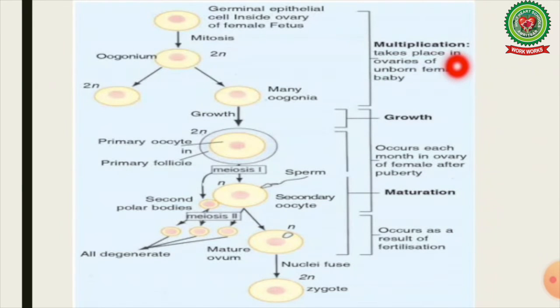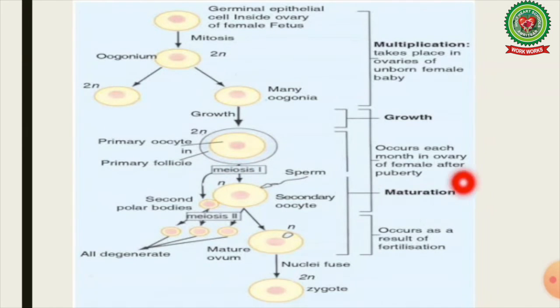As the multiplication phase takes place in the ovaries of an unborn female baby, the cells of the germinal epithelium of the ovary undergo a number of mitotic divisions to increase in number. Now these cells are called oogonia. They contain the diploid number of chromosomes. Now in the growth phase, only some of the oogonia increase in size and undergo growth to form the primary oocyte. Primary oocytes are also diploid in nature.